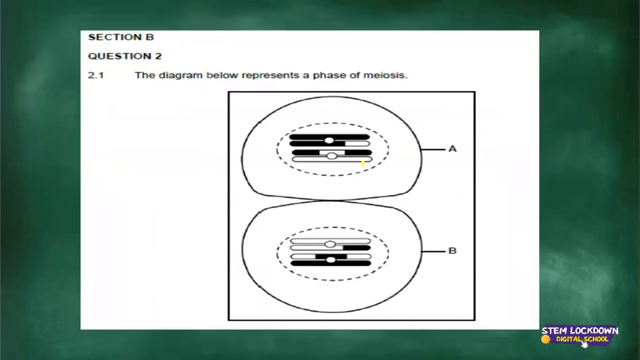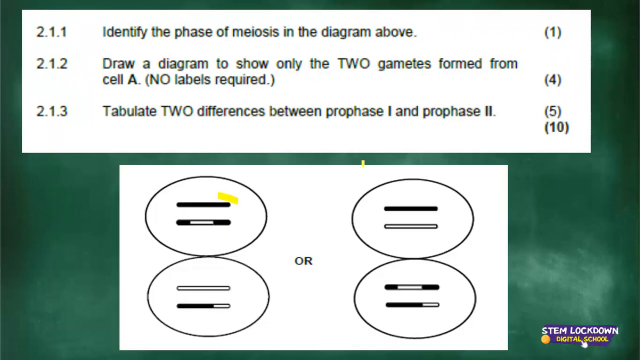Initially, you had how many pairs? You had two pairs of chromosomes in cell A. Now, you would have one pair of chromosomes each. So it's either this one on the left or this one on the right. If you indicate any one of them, you would be correct. And there are no labels required, so you can just draw it and leave it at that.